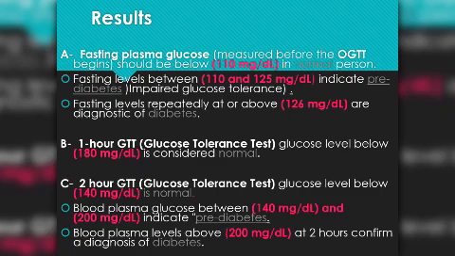And B, 1 hour GTT glucose level below 180 mg per dl is considered normal. And C, 2 hours GTT glucose level below 140 mg per dl is normal. Blood plasma glucose between 140 mg per dl and 200 mg per dl indicates pre-diabetes. Finally, blood plasma level above 200 mg per dl at 2 hours confirms a diagnosis of diabetes. And these are all my references.